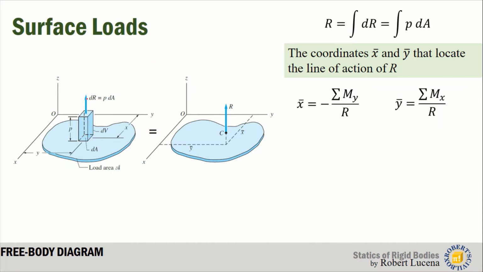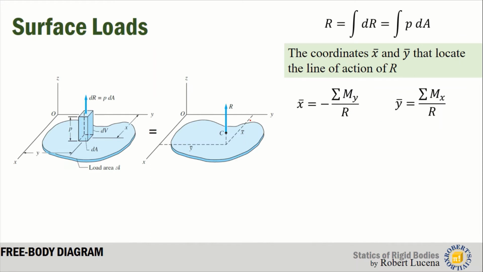dR. Now it says that the total volume of the pressure diagram is the resultant load. Now if you integrate this, you get the volume of the pressure diagram, and then you will get the resultant. So in short, to get the resultant, that's simply getting the total volume of the pressure diagram, or using this equation, R is equal to the integral of P dA.